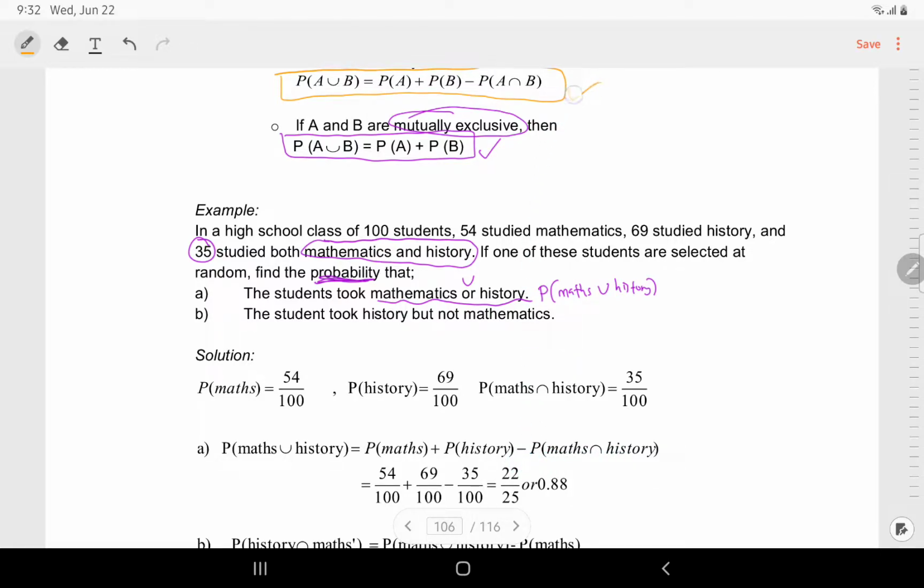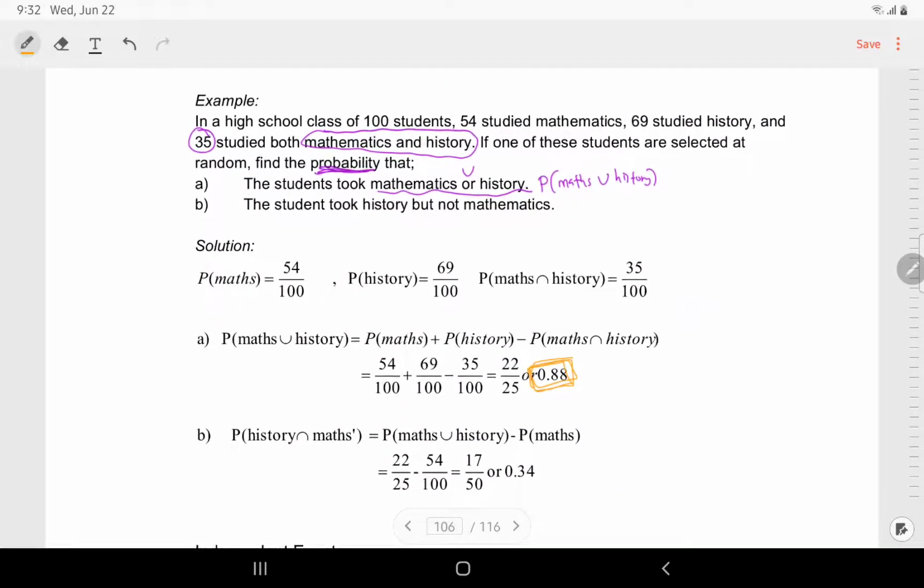Okay, ini kita guna formula yang ni. Okay, and then just insert all the values that we got. P maths is 54 over 100 plus P history is right here, 69 over 100 minus P maths intersect history is right here, minus 35 over 100. So the answer is 22 over 25 or 0.88. So we can see here our answer is between 0 and 1. Okay, probability mesti antara 0 hingga 1 jawapan dia.